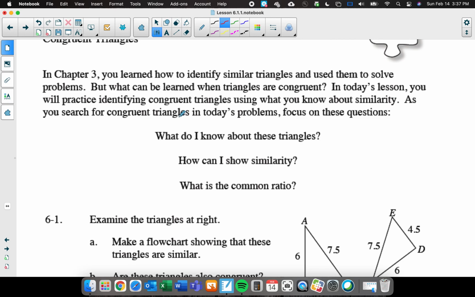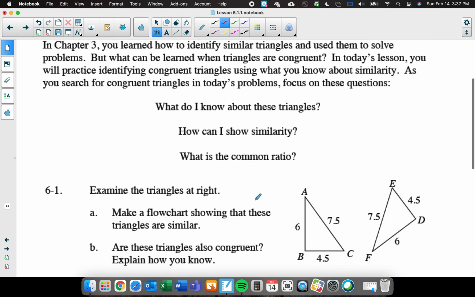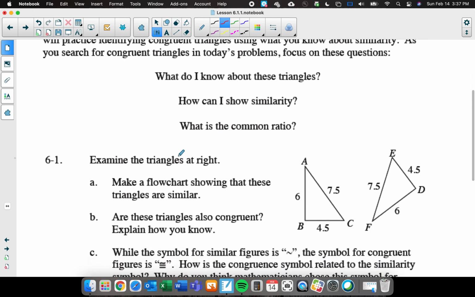As you search for congruent triangles today, focus on what do I know about the triangles, how can I show that they're similar, and what's the common ratio? Those are 3 key questions that we're going to keep coming back to.